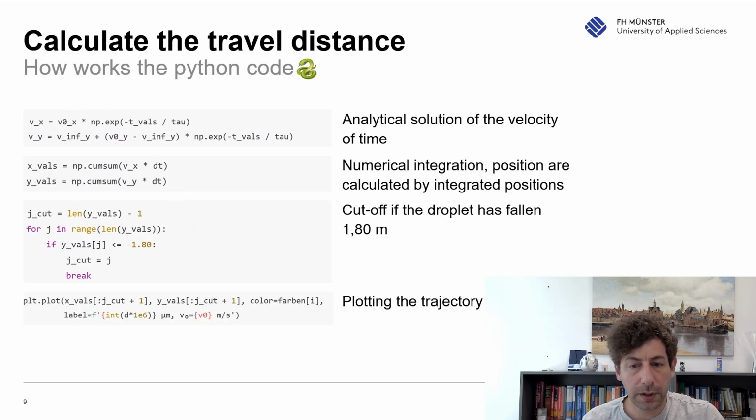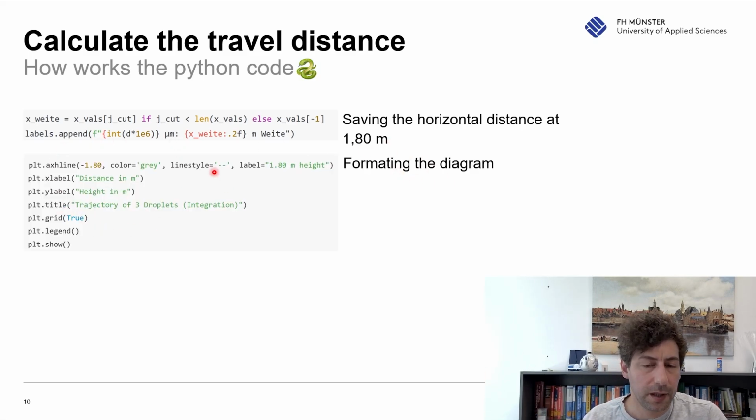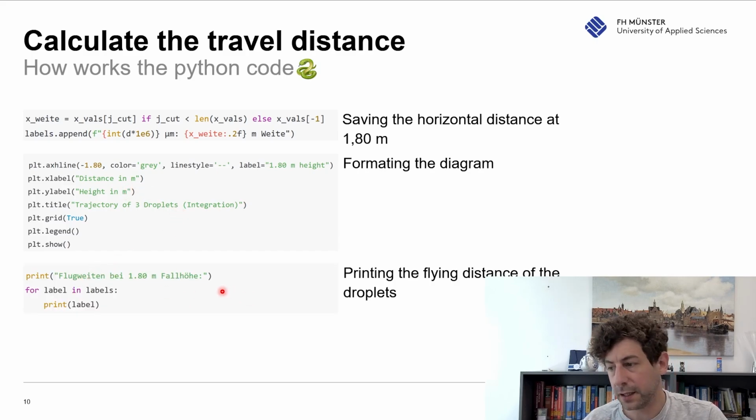Then we have here plotting the trajectory. So we have all the positions which we calculated and collected. And now I want to see the diagram of these positions, and this is what we have here. And then I also have the final value, which is saved after 1 meter 80. So I want to know what is the final distance the droplet traveled. Here's some formatting of the diagram, right? That the diagram looks nice. And at the end, the code also gives me the distance with a height of 1 meter 80. Then I have the final value.